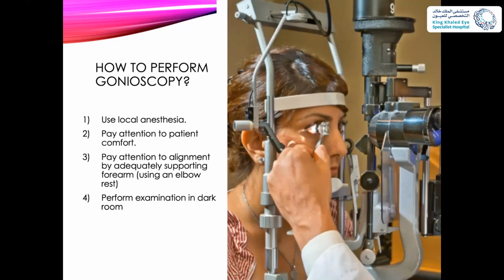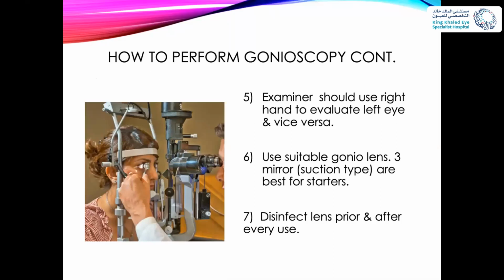It's better to be done in a dark room, but pay attention not to shine the light directly into the pupil, otherwise you might falsely open the angle and cause constriction of the pupil. And the etiquette of using it is that the examiner should use the right hand to evaluate the left eye and the left hand to evaluate the right eye, and use suitable lenses, whatever you feel comfortable with. As a beginner, my advice again is to start with the 3-mirror lenses. Disinfect the lens, of course, prior to and after every use.